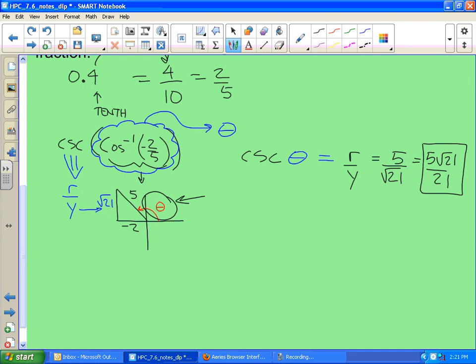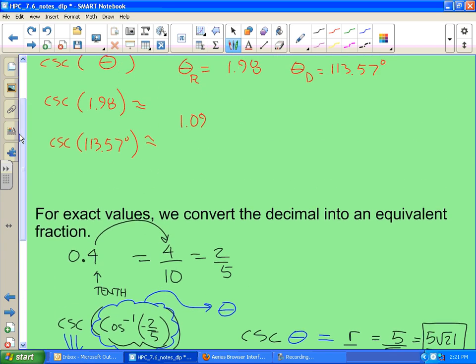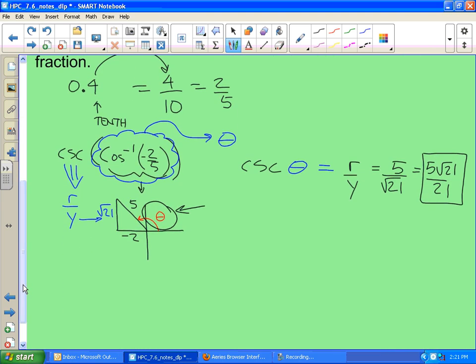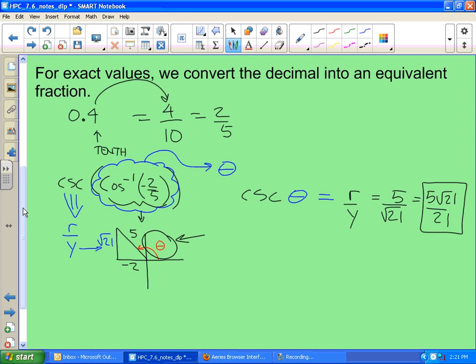If you were to punch that in the calculator, 5 times square root of 21, take that answer, divide by 21, you're going to get, guess what? 1.09. What measurement is that? Great question. Ratios, are they any measurement? No. They can be unitless. If I physically had a measurement on these triangles, I would talk about feet or miles or whatever. We're just looking for the ratio. We don't care about the units.